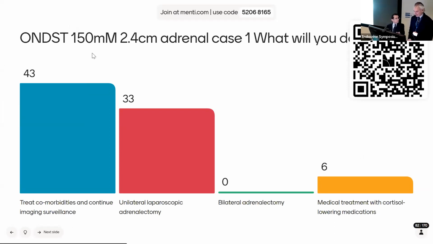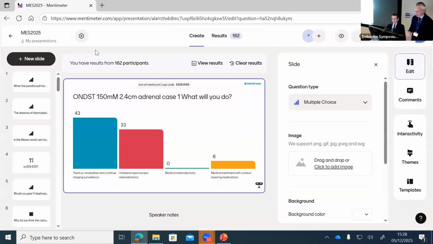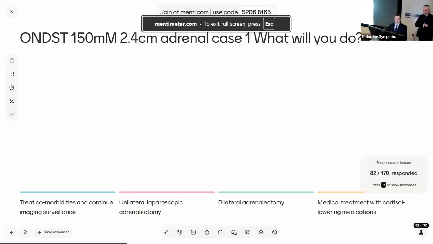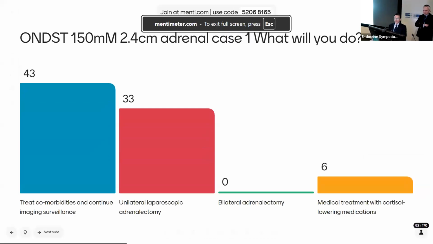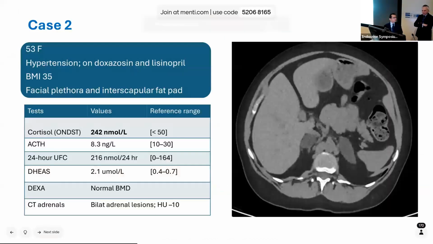And there's two more cases. Oh, yeah. I'm sorry, I can't do that. Okay, we're going to repeat this, but with a different case. Yeah, so that's all done. This is case number 2.